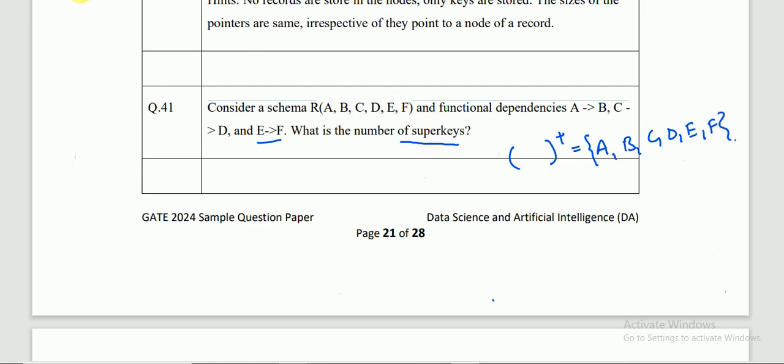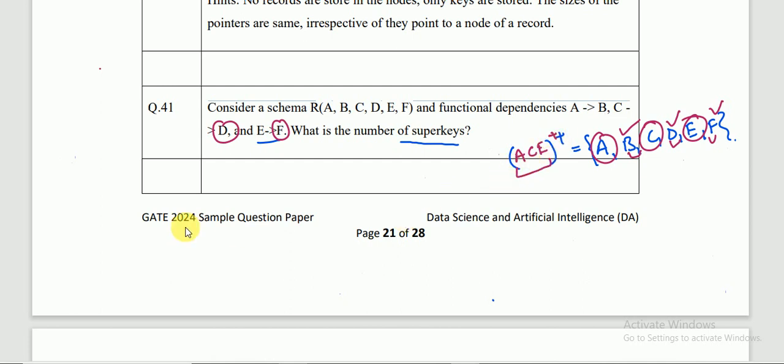If you look at the functional dependencies, you see that B, D, and F are already getting determined by some other attribute, right? So these cannot be in the set of the minimal key. So what could be there? A can be there, C can be there, and E can be there. So A, C, E will determine your complete set of attributes, right?